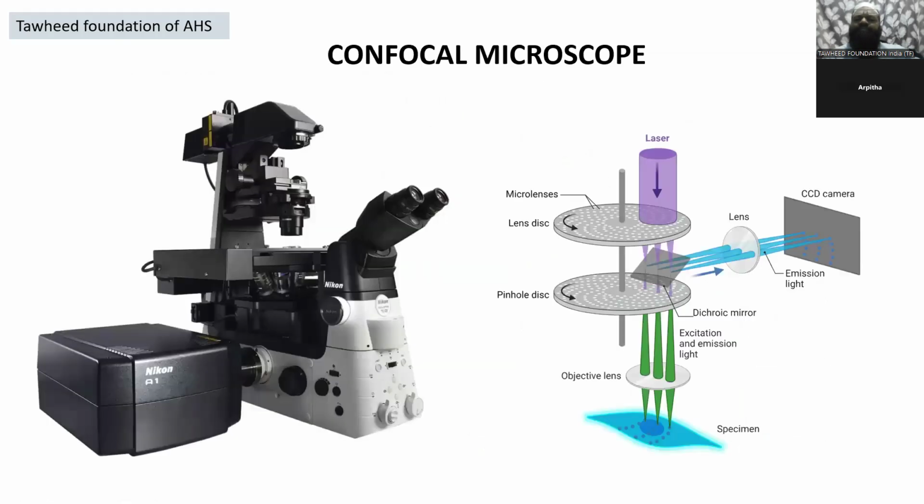Confocal microscope is a newer microscopic technique that uses a focused laser beam. It is used to get high resolution 3D images of biological samples. With the help of laser, micro lenses, lens discs, and a CCD camera attached to it, the specimen can be observed with the help of the flow of light.